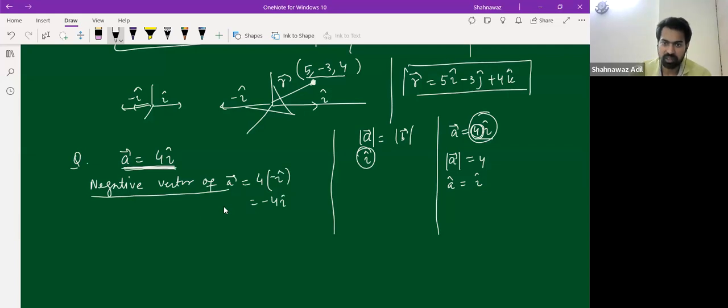This is the negative vector of, let's say, a. Let me write it as b, which is minus a, which is this.